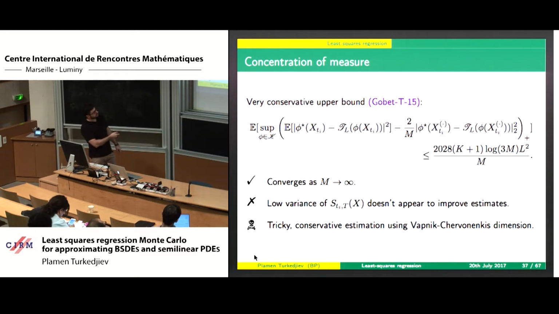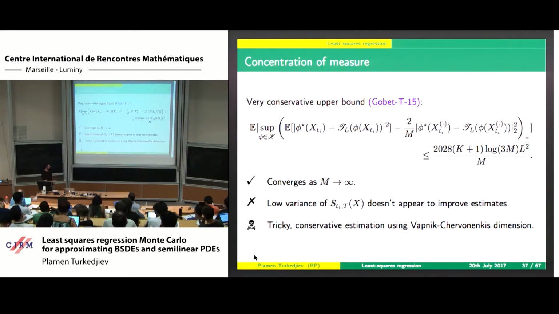And two things to note. The error here is proportional to the number of basis functions and inversely proportional to the number of samples, plus a log term in the number of samples.